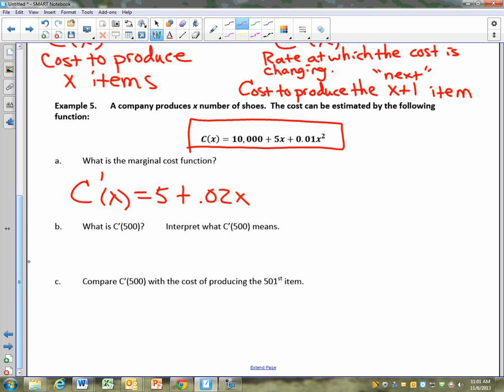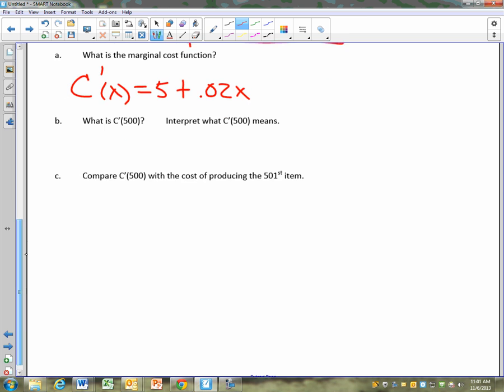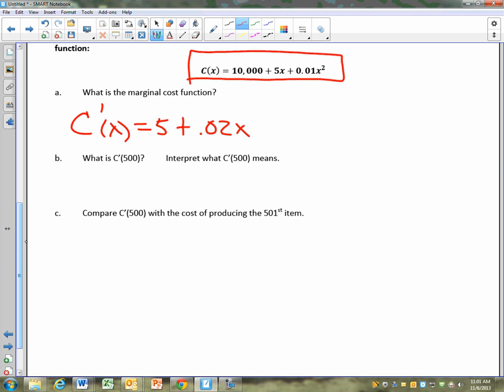Okay. Now, what is C prime of 500? Where do I plug that in? I plug it into the marginal cost function, C prime. So what is C prime of 500? C prime of 500 is 5 plus 0.02 times 500. We got it? 15, yep. What's the label? Dollars.